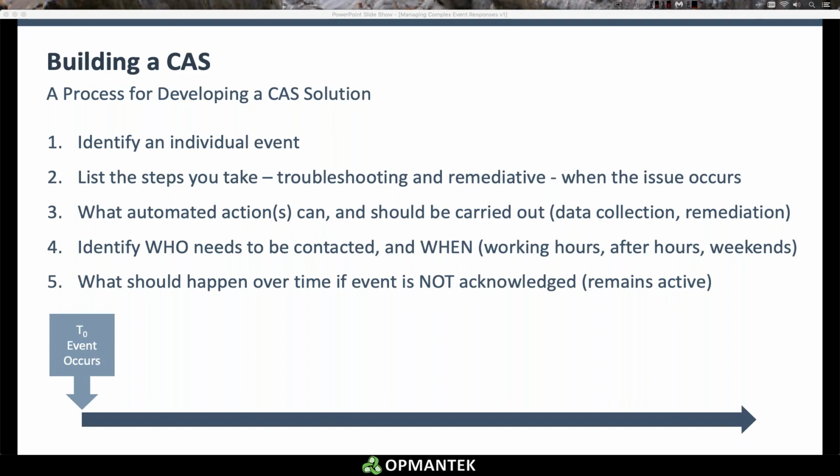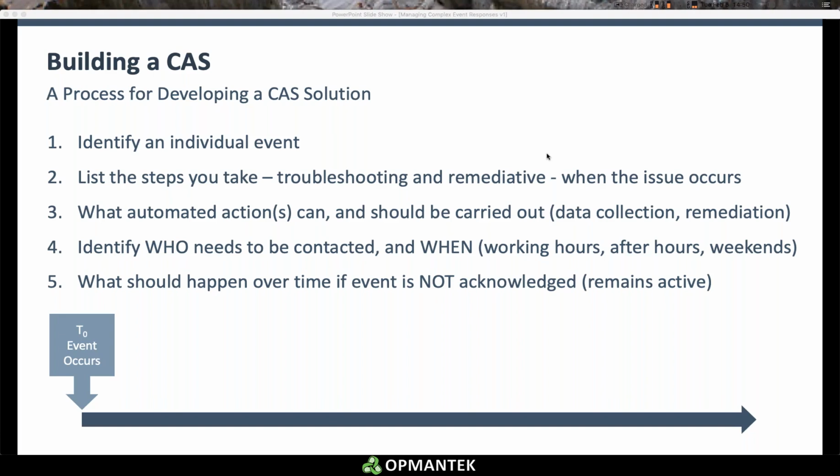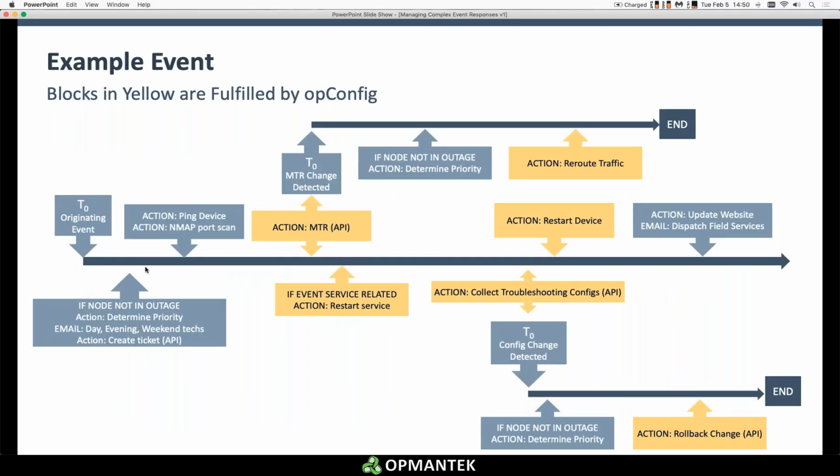And then what should happen over time if the event is not acknowledged? And then what you do is you lay out these things over time on a timeline. So you just take a whiteboard and create a timeline across it. So just as this is a timeline, and you can mark different times on this, you'll want to do the exact same thing for every event.